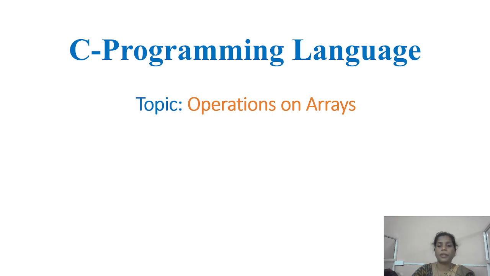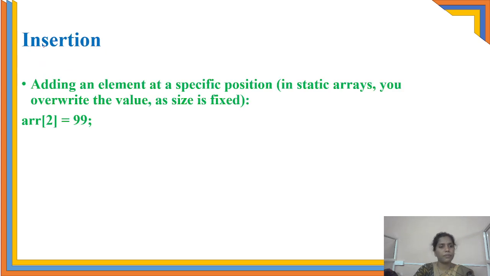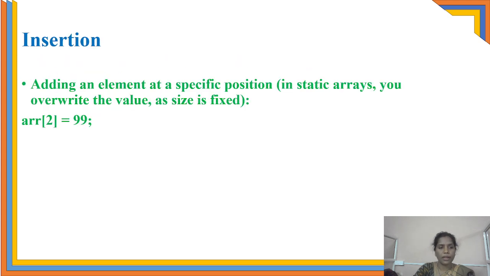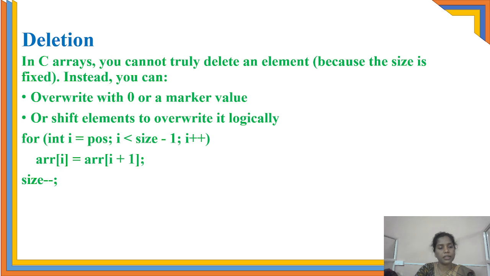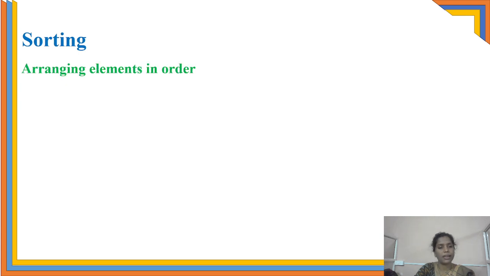Next topic is operations on arrays. We have different types of operations: traversal, insertion. Traversal means accessing elements of an array. Insertion, inserting an element into the array. Deletion, deleting an element from the array. Searching for a particular element. Sorting, arranging the elements of an array in order.